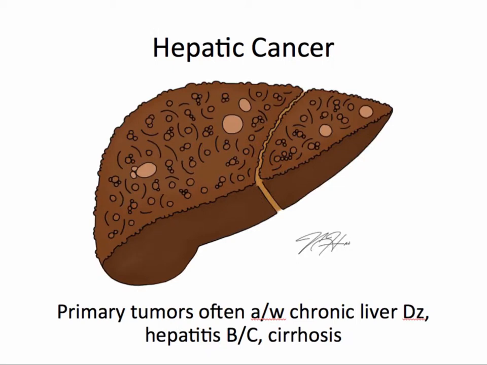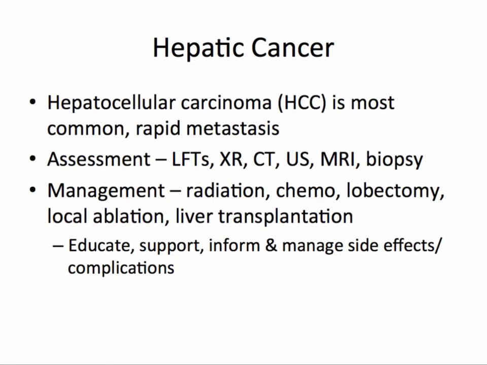Primary tumors of the liver are often associated with chronic liver disease, hepatitis B or C, and cirrhosis. Hepatocellular carcinoma, or HCC, is the most common form of hepatic cancer. This often metastasizes rapidly. Assessment of hepatic cancer includes liver function tests, X-ray, CT, ultrasound, MRI, and biopsy. Management includes radiation, chemotherapy, lobectomy, local ablation, and liver transplantation. For these patients, it's important to educate, support, inform, and manage side effects, as well as complications.